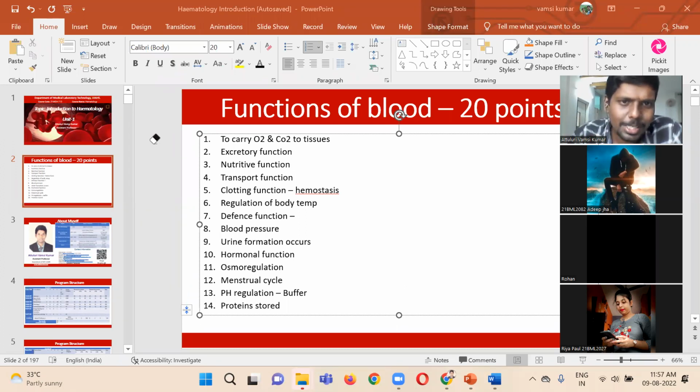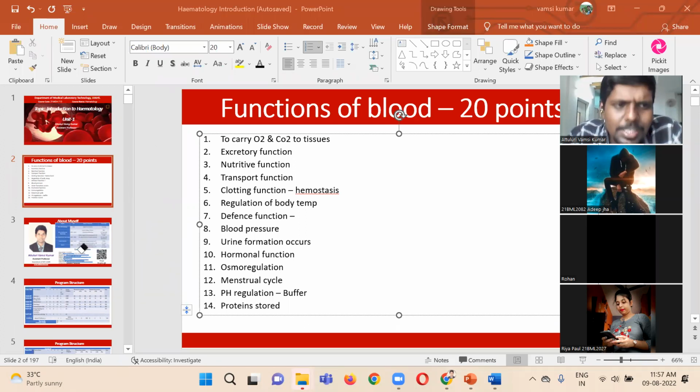So far the functions of blood include carrying oxygen, carbon dioxide, excretory function, nutritive transport, clotting function, regulation of body temperature difference, blood pressure maintenance, urine formation, hormonal functions, osmoregulation, menstrual cycles, pH regulation, and storage of proteins. So really interesting points. Tomorrow we can continue with the other functions.